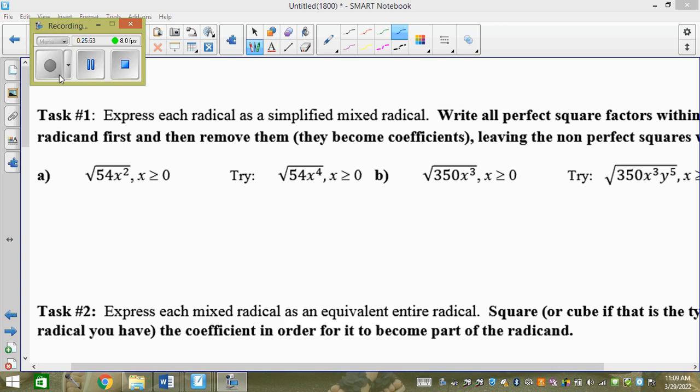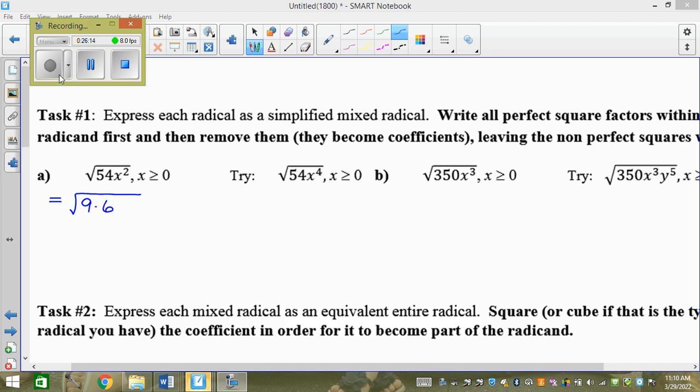Now this is the catch, guys. So the 54, we're going to do the exact same as we did before, correct? Nothing's changing there. 54, what can I break it down into? What biggest perfect square? 9 and 6. 9 and 6. So this is going to equal, because these are equivalent, 9 times 6.